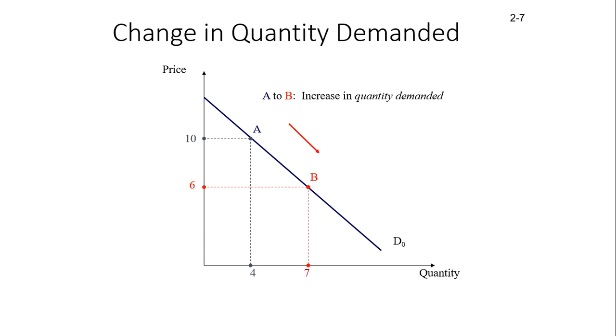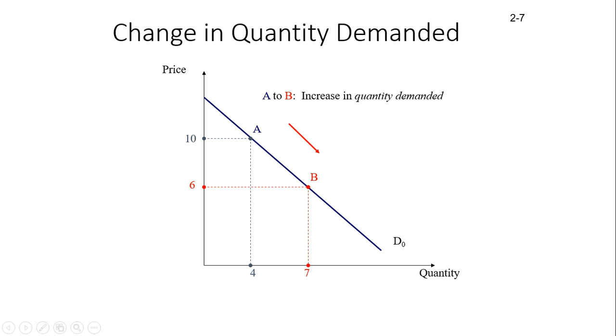So, I've said that there's a difference between a change in quantity demanded and a change in demand. A change in quantity demanded involves a movement along a given demand curve. In this case, as a result of a reduction in the price from 10 to 6, your quantity demanded for that particular good has increased from 4 to 7. Therefore, you are moving along this demand curve.